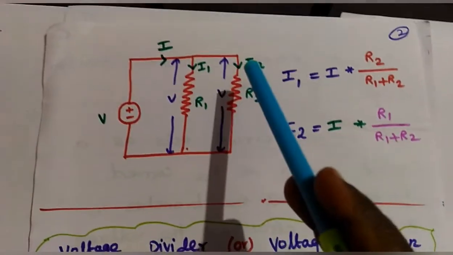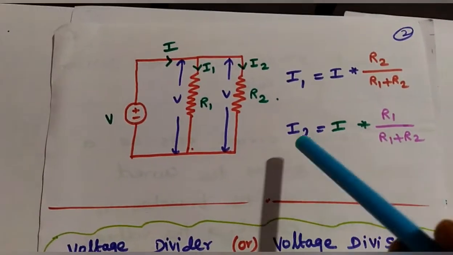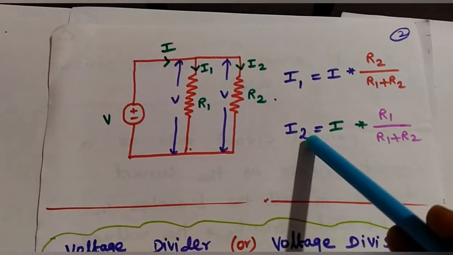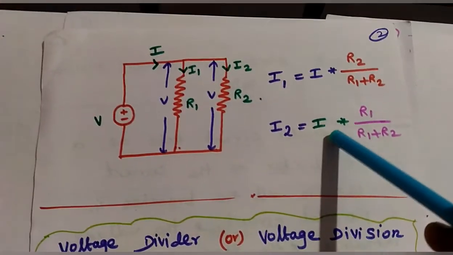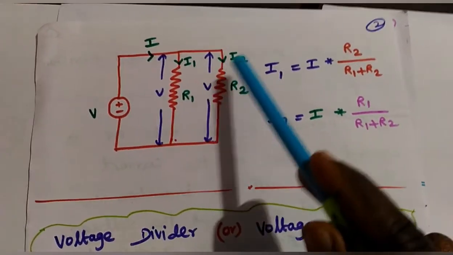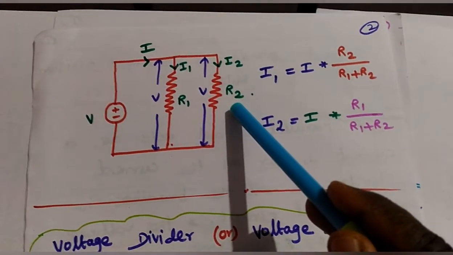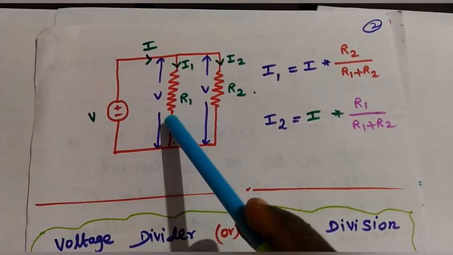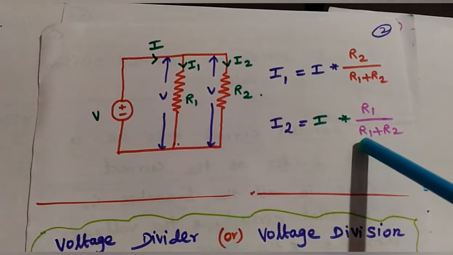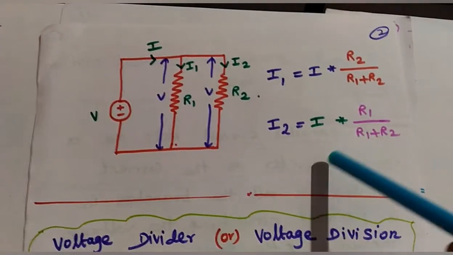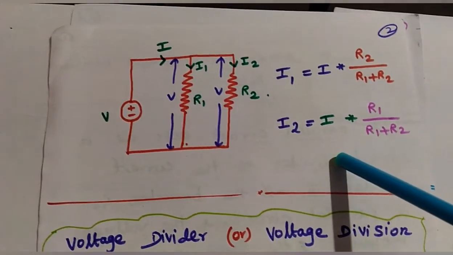Suppose I want to find the current flowing through the resistance R2. I2, the current flowing through the second resistance R2, is equal to the total current of this network I times the resistance opposite to R2, which is R1, divided by the total resistance of the parallel network, R1 plus R2. So this is the simplest way of finding the current flowing through the branches of a parallel network or parallel circuit.